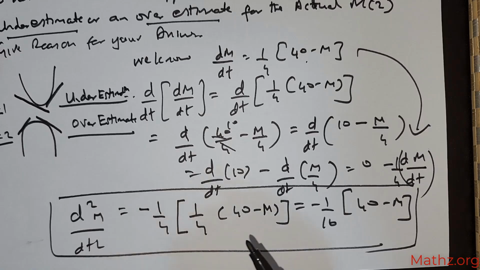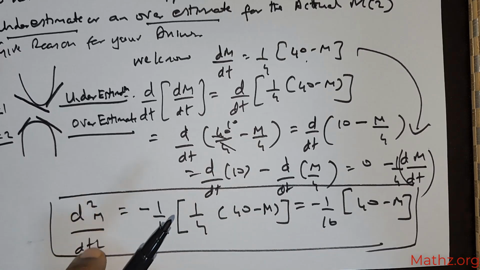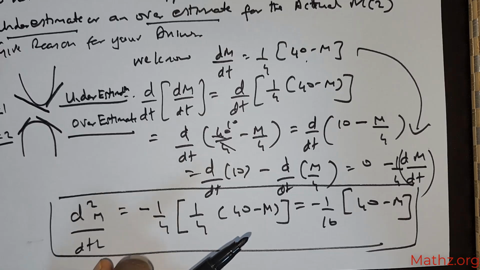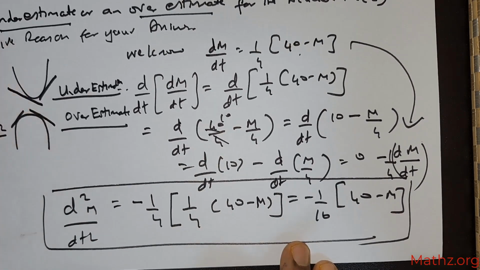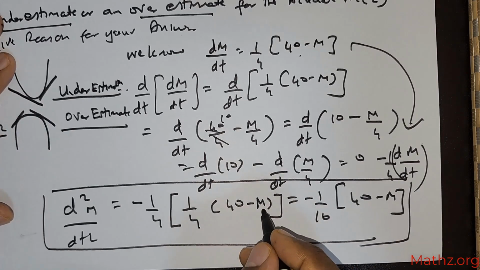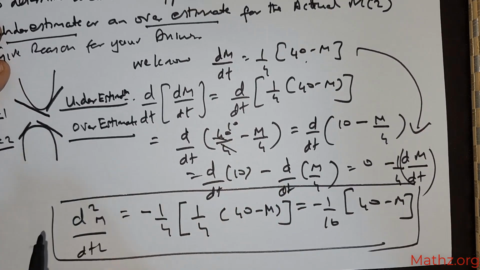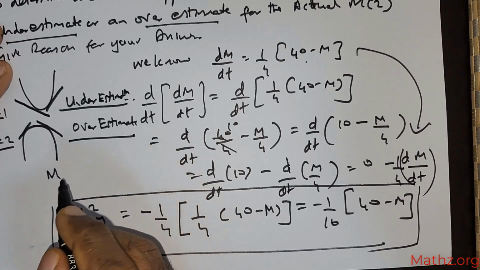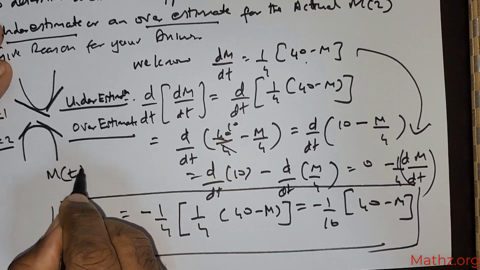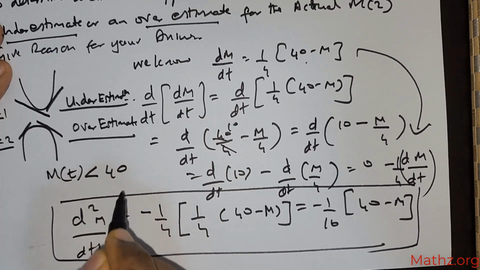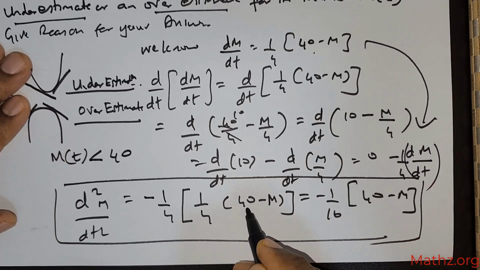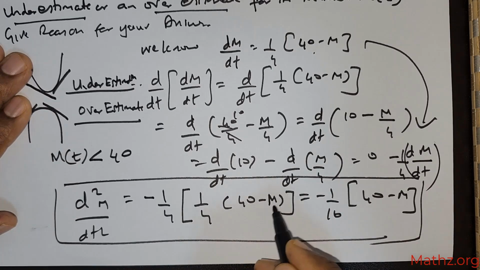We will have to judge it from d squared m over dt squared. Now you see the sign is negative, but we will have to find out all the values that m is taking. The question says that the value of m of t is always less than 40. This is given in the question. So what does it mean? M will never be greater than 40. So m will always be less than 40.